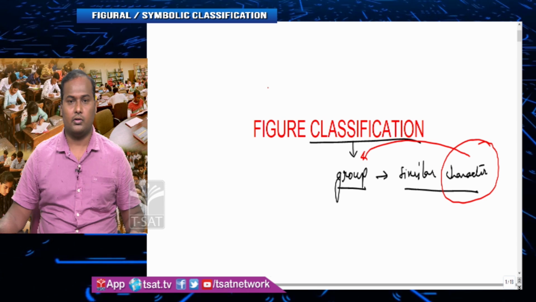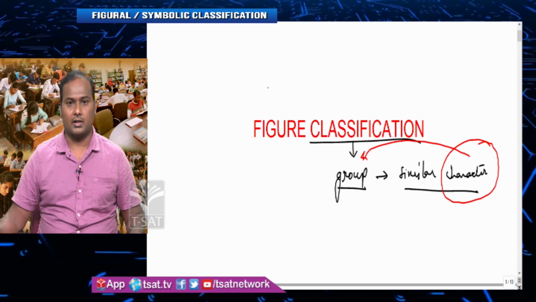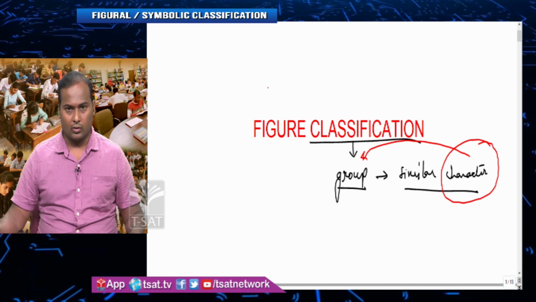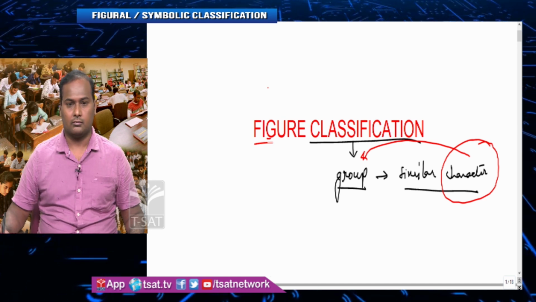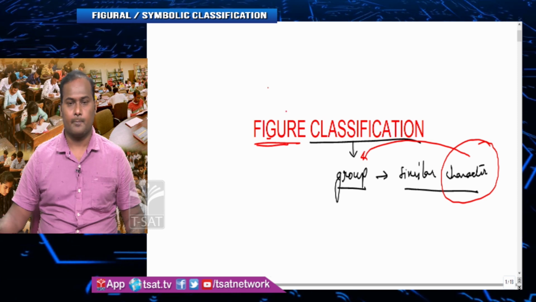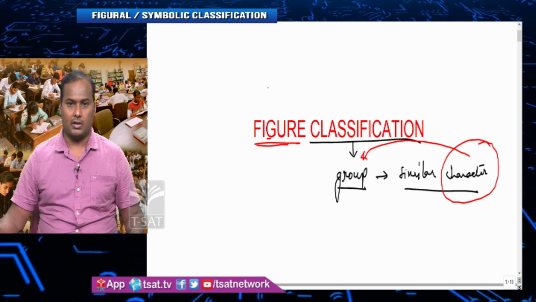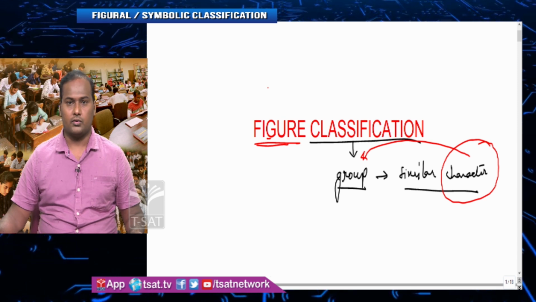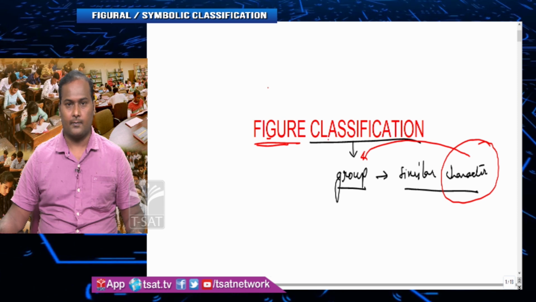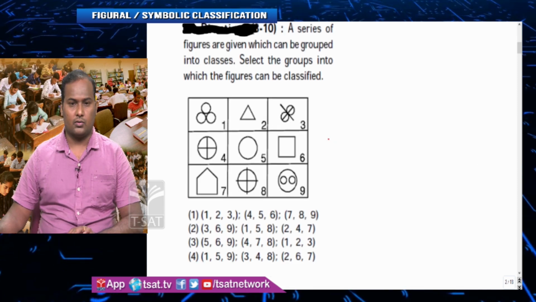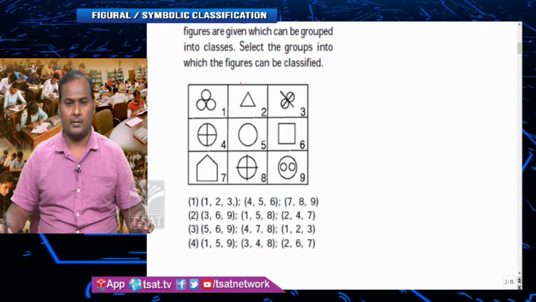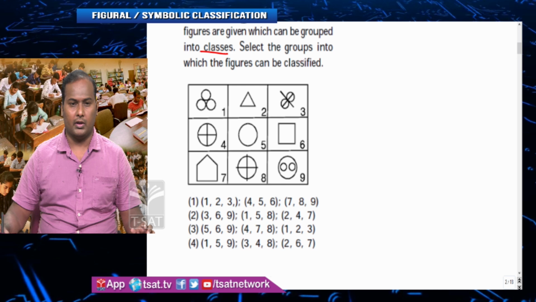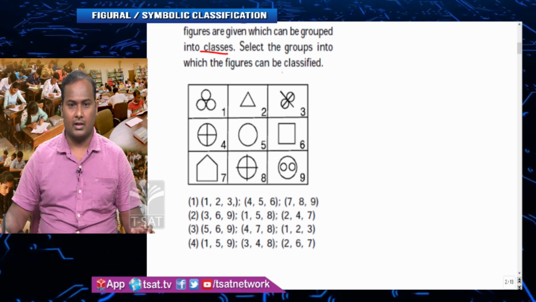The examiner is going to test the observation skill, that is, based on which character he is going to form the groups, that too in figures. In this classification we will see letter classification, number classification and figure classification, and today we are going to see the figural or symbolic classification. In this particular question, a series of figures are given which can be grouped into classes. Select the group into which the figures can be classified.